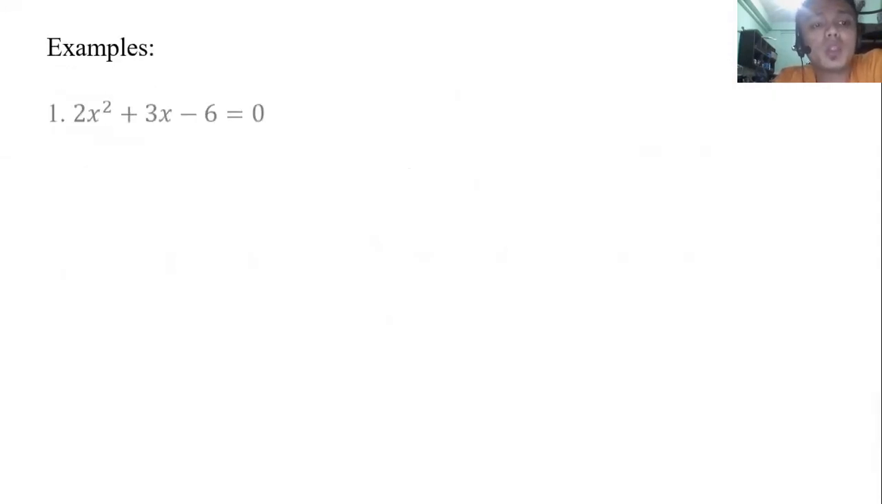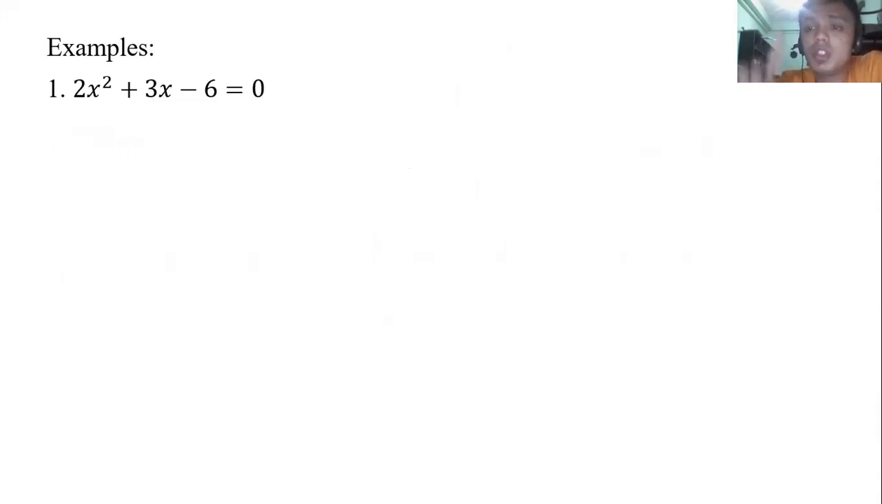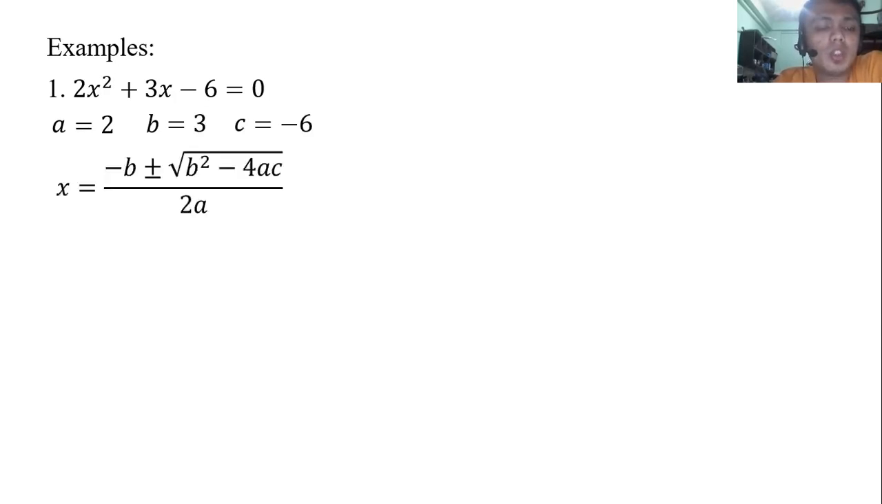Example here, we have 2x squared plus 3x minus 6 equal to 0. The first thing to do here is to get the values of a, b, and c. Your a here is 2. Your b here is 3. Your c here is negative 6. Then, using this formula, we have x equals negative b plus or minus the square root of b squared minus 4ac all over 2a.